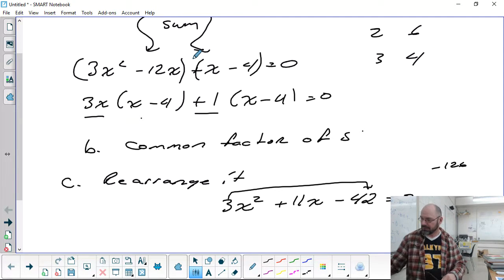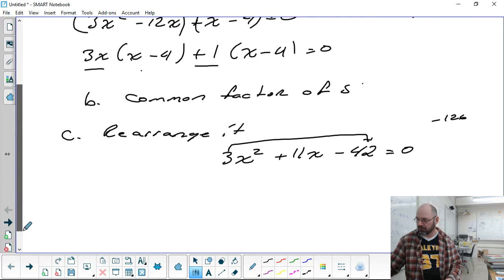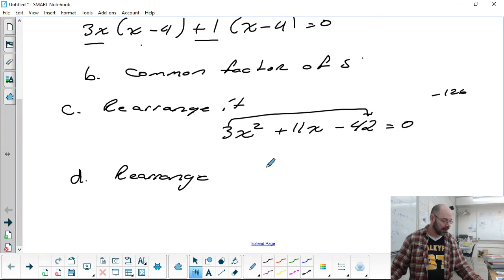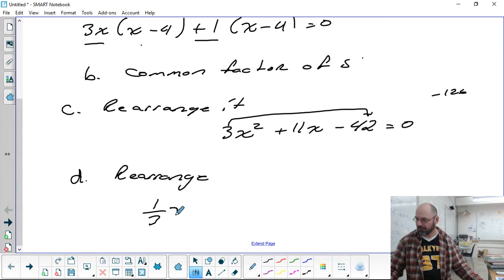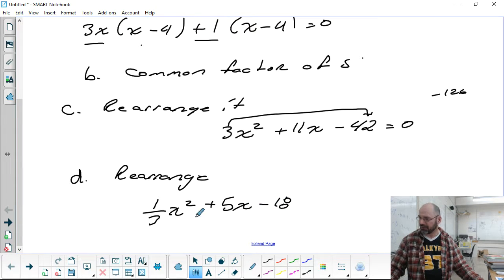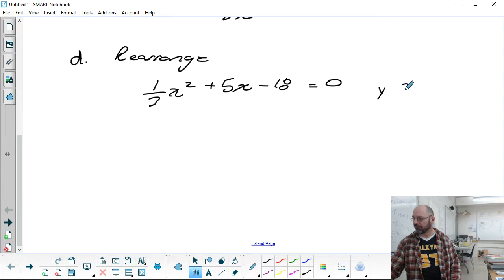And B is kind of a mean one, or D, pardon me. In D, you have to rearrange it again. Okay, so rearrange it first of all by bringing everything to one side. So you get 1/3 x squared plus 5x minus 18. Okay, now how do you factor this, equals 0? The first thing you have to do is get rid of the 1/3 by multiplying everything by 3 and then factor. So multiply by 3 first, and then once you do that, then factor. So you'll get it to work out that way.